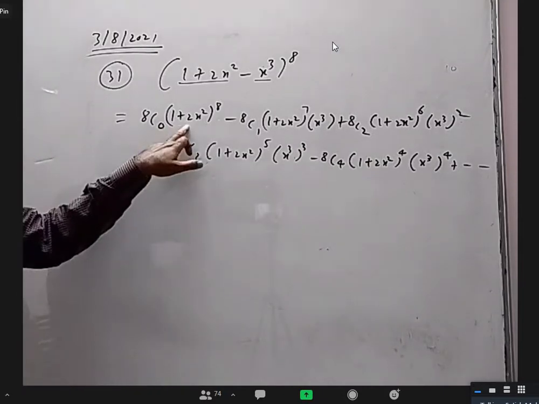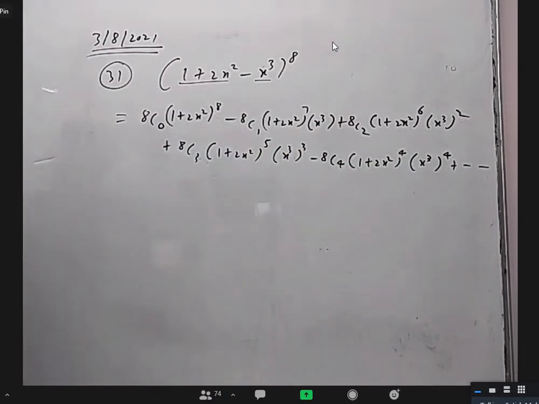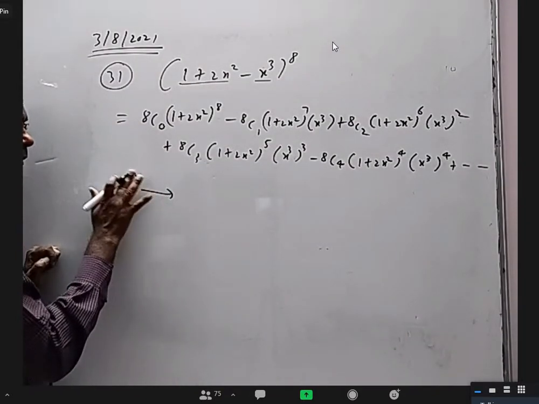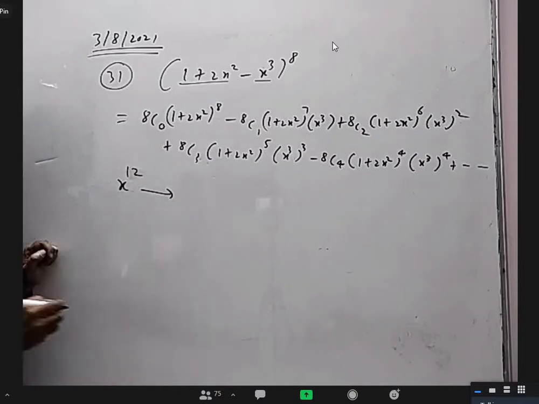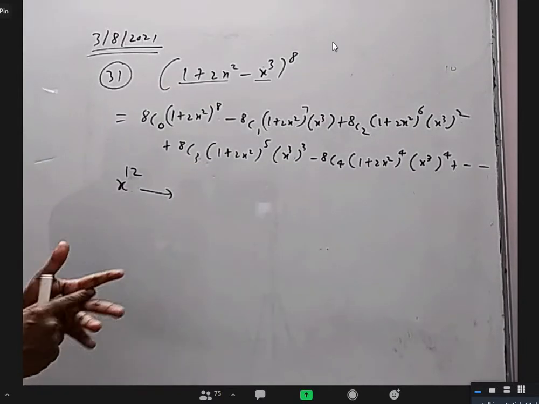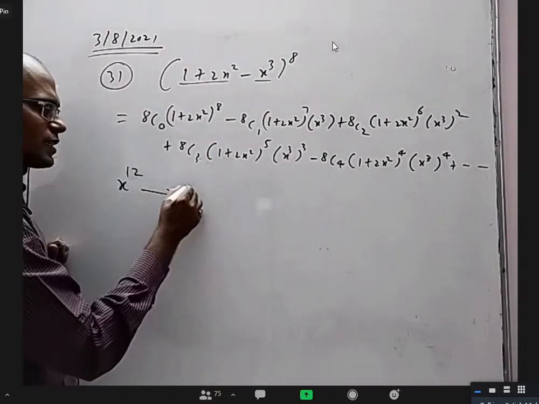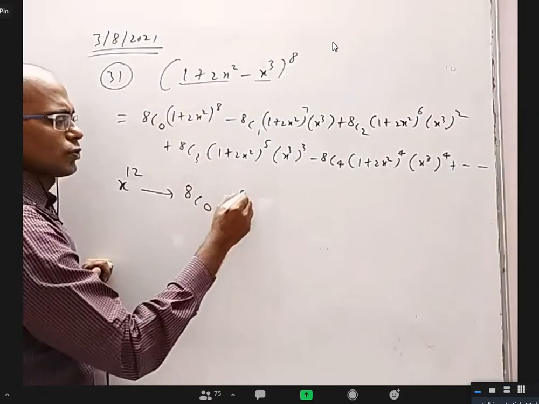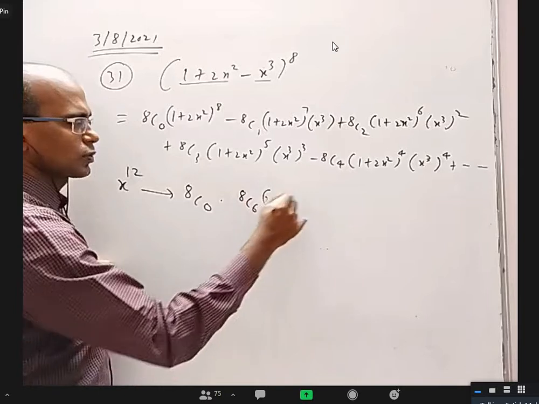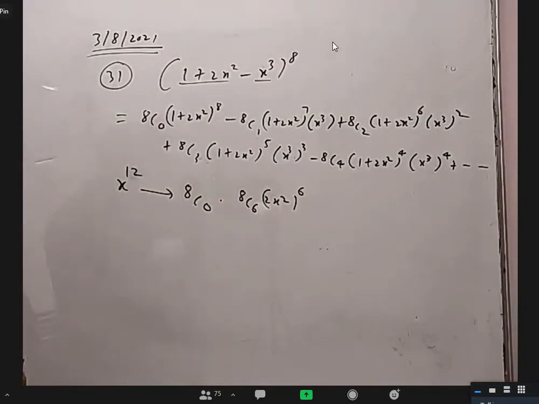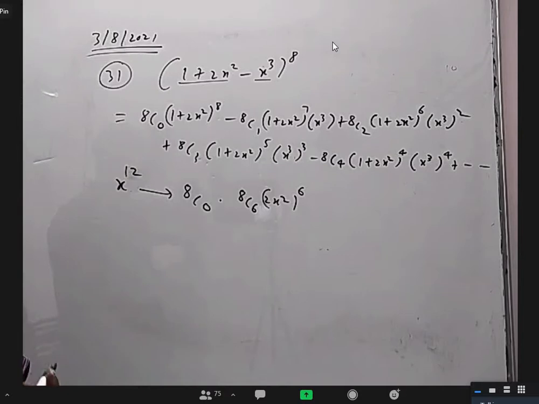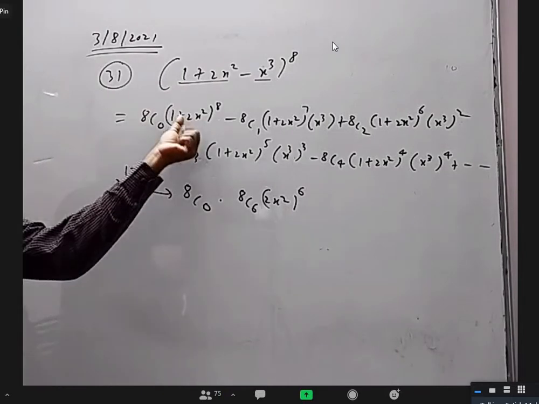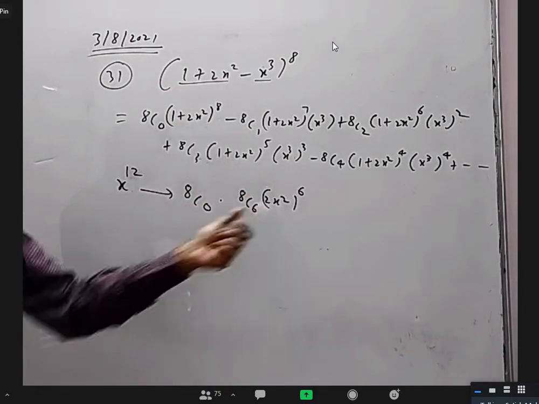Now I can expand this one separately, but without that, I can write the x power 12 coefficient directly. What is the x power 12 coefficient in this? Already 8c0 is there. In this, if I want x power 12, I have to take power 6 of this. So it's going to be 8c6 (2x square) whole power 6. Am I right? In this term, where will you get x power 12? When you expand this binomial, wherever you get power 6 for this, then only you will get it. Am I correct or not?